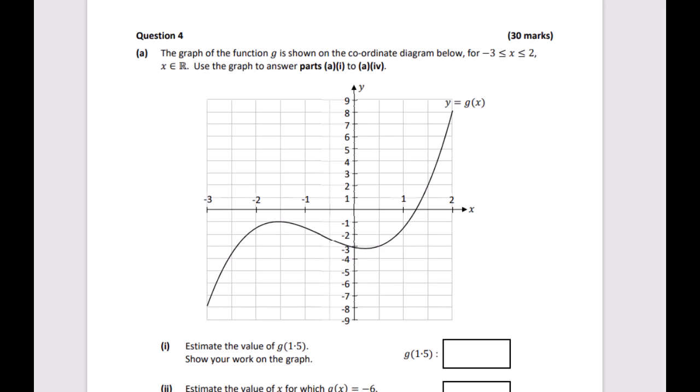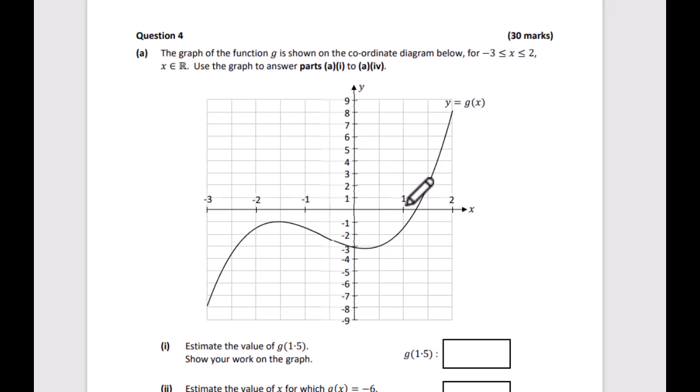The graph of the function g is shown on the coordinate diagram below for x between minus 3 and 2. X is real. Use the graph to answer parts A 1 to 4. Estimate the value of g 1.5. So g 1.5, that means x is 1.5. So we need to go out to here, then up along here and across.